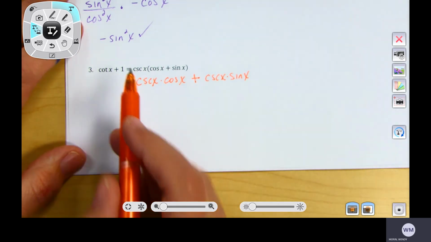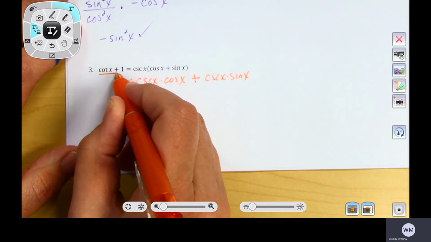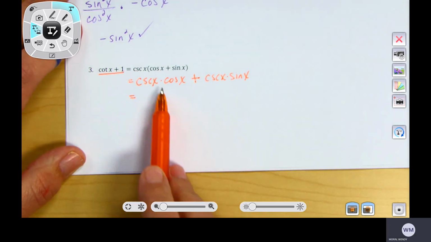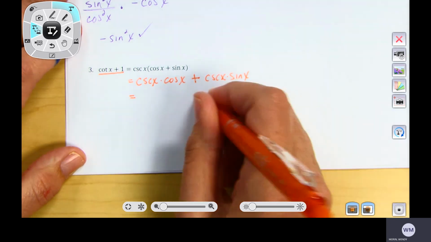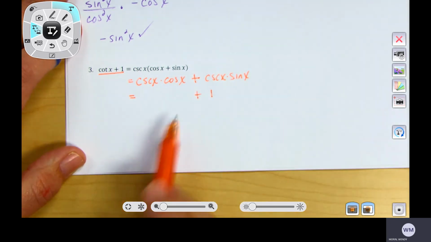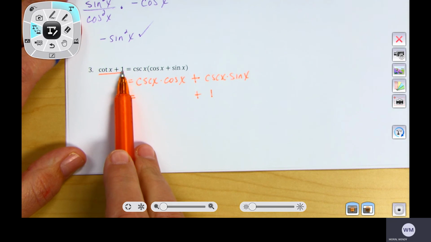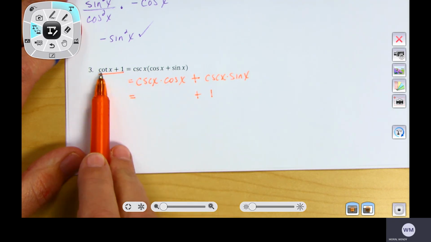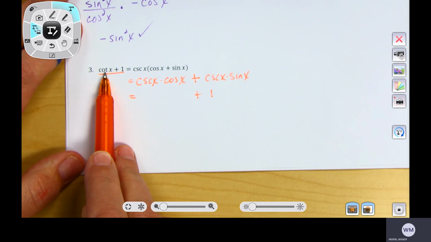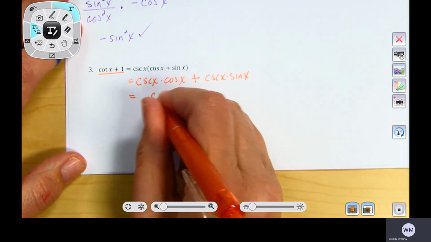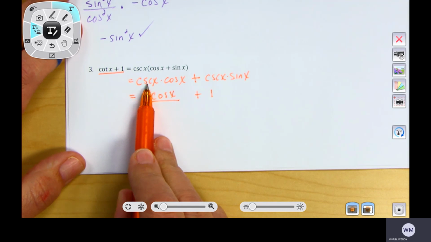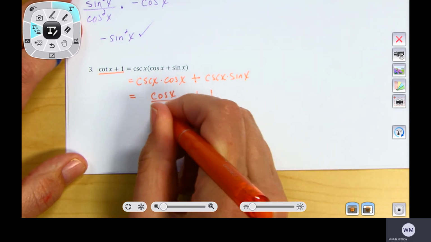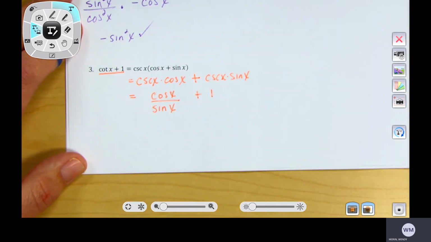So look to where you're trying to go. First of all, what's this? 1. Yeah, we talked about that. That's 1. So I've got this piece. Can I turn this into cotangent? Yes. How? 1 over sine times cosine. So multiplying by cosecant is the same as dividing by its reciprocal. True?